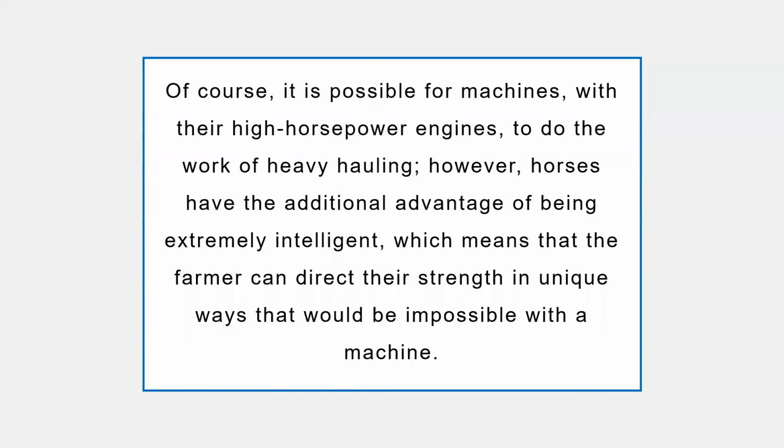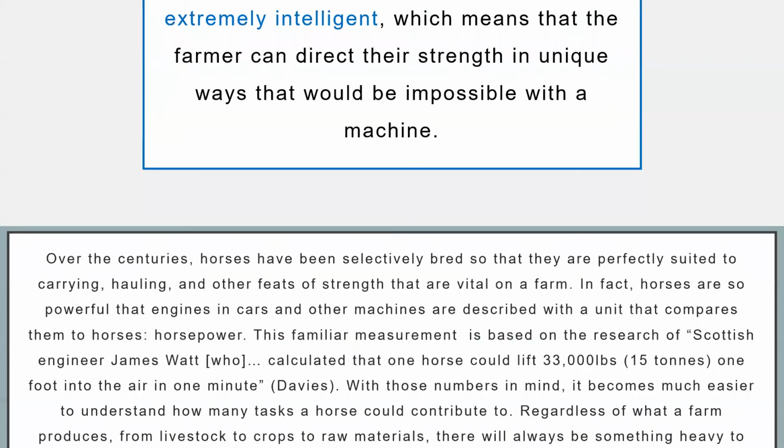For my horse paragraph, I'm going to say this. Of course, it is possible for machines with their high horsepower engines to do the work of heavy hauling. However, horses have the additional advantage of being extremely intelligent, which means that the farmer can direct their strength in unique ways that would be impossible with a machine. This goes back to my main point for this paragraph, that horses are strong, and it also mentions the second point that I brought up in my thesis, which is going to be the main idea of my next paragraph. Horses are smart.